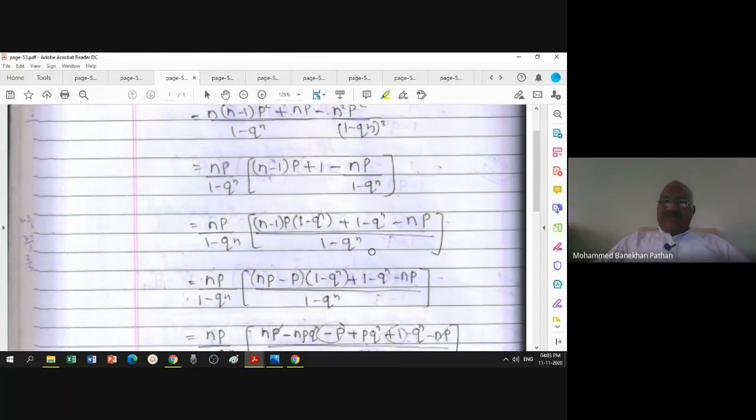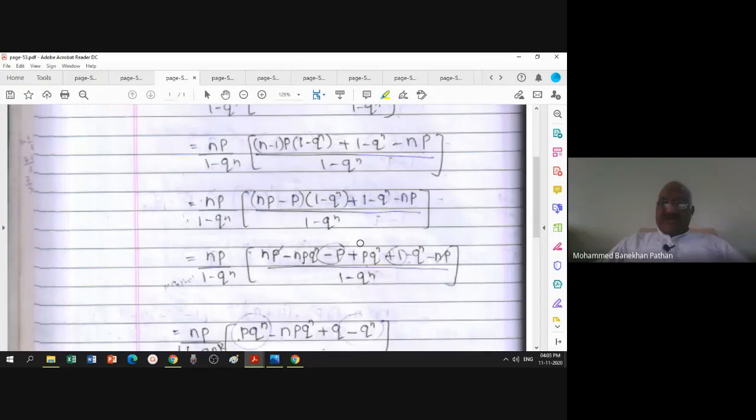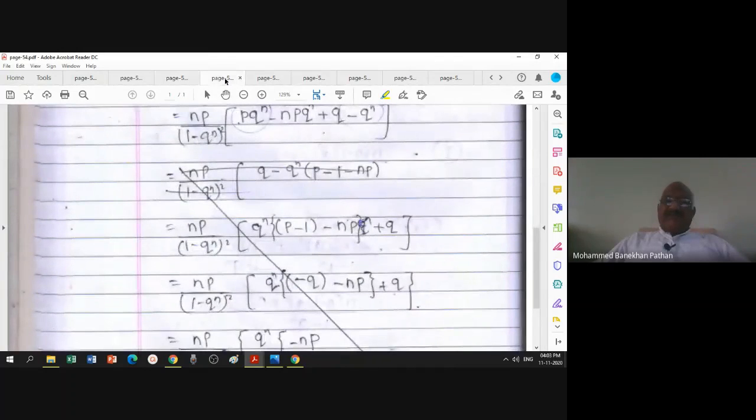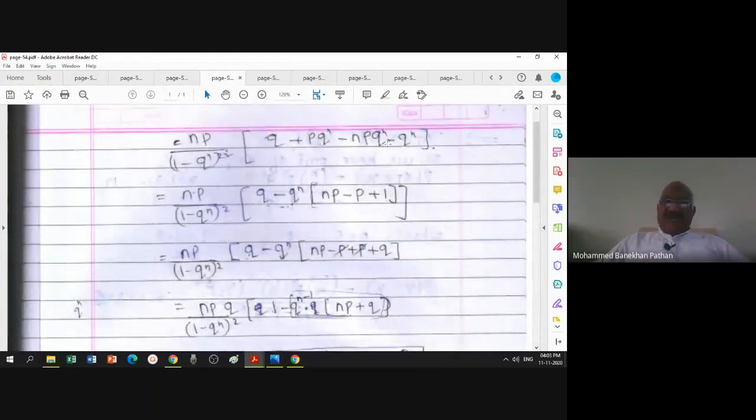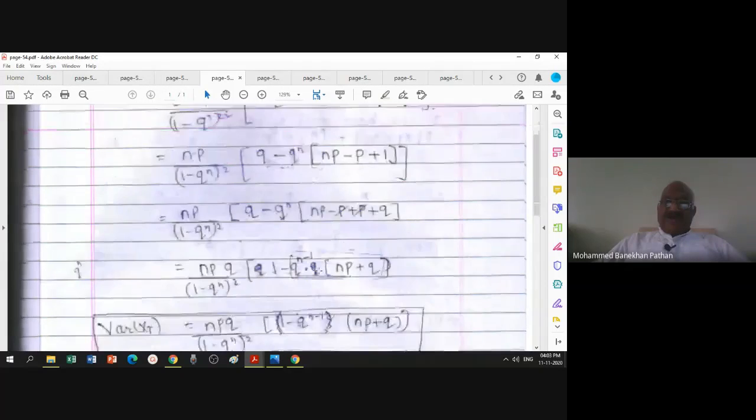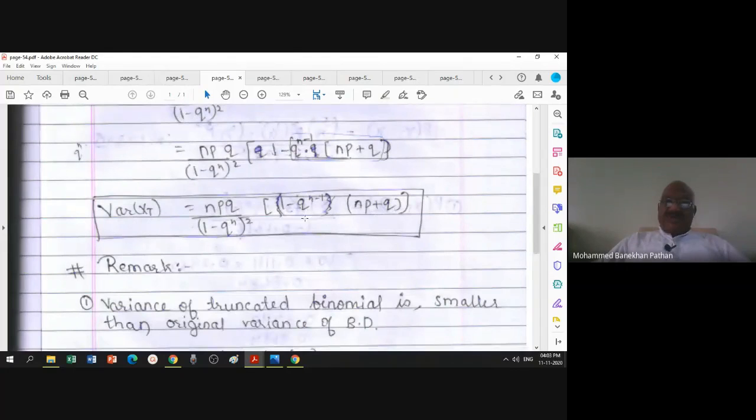Let us now take 1 minus q raised to n as the LCM for the entire quantity. So n minus 1 p multiplied by 1 minus q raised to n, plus 1 minus q raised to n minus np is the numerator, divided by 1 minus q raised to n. Now go on with the simplification and you will get the simplified expression for the variance, by making the simplification with a cool mind. At the last, you will reach here. So this is the variance of the truncated binomial random variable.